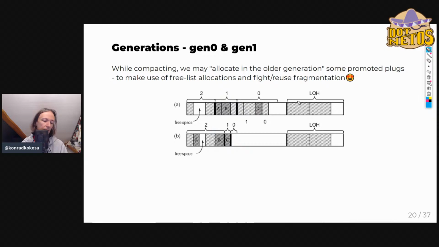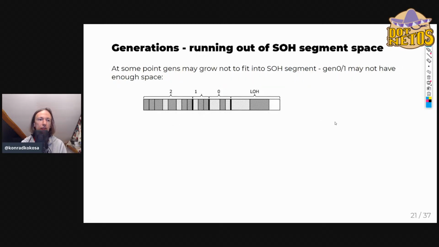And this is obviously used for Gen 0 and 1 GCs, because when we do Gen 2, we are simply compacting everything, so there is no older generation to allocate into. But in case of Gen 0 and Gen 1, this is how, in case of compacting GC, we can reuse fragmentation. And this is a pretty nice feature that is able to make use of this fragmentation instead of treating it as unusable space.